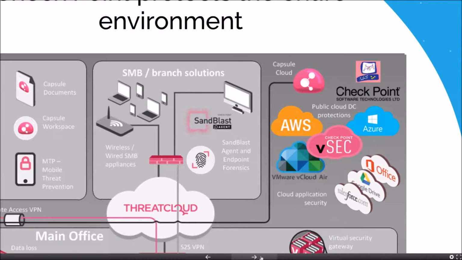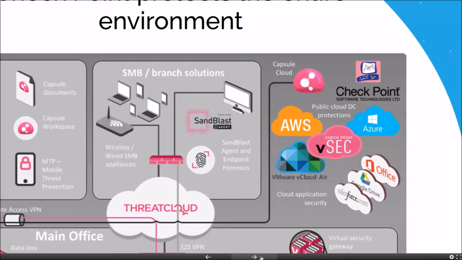Check Point has solutions that go everywhere from the home office right into the SMB or branch office space, and then right up, of course, to the enterprise or corporate sized environment. We have wireless or wired SMB appliances. We also have our Sandblast agent, which can provide advanced threat prevention and forensics protection to your endpoints, but I'm going to be talking a little bit more about that later on in the presentation.